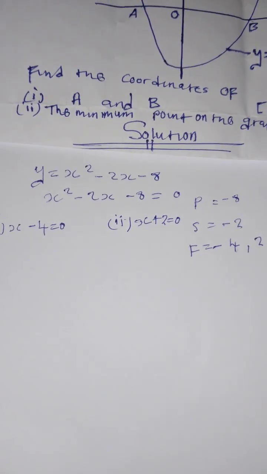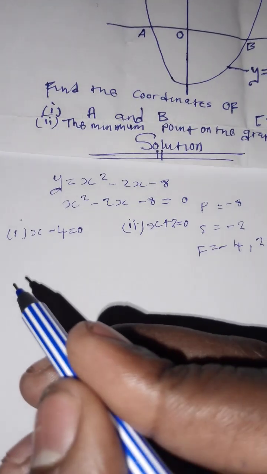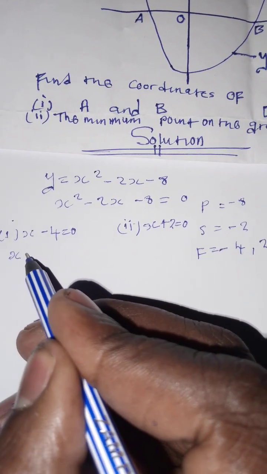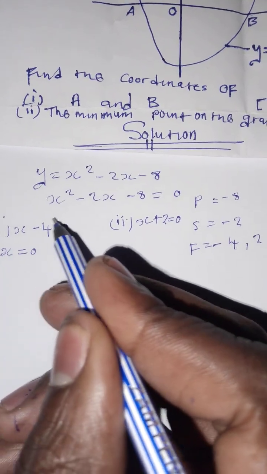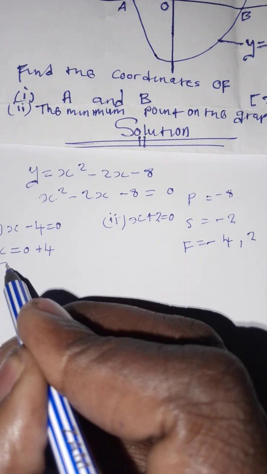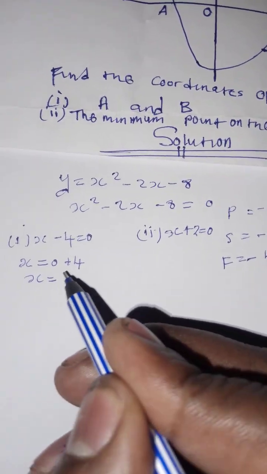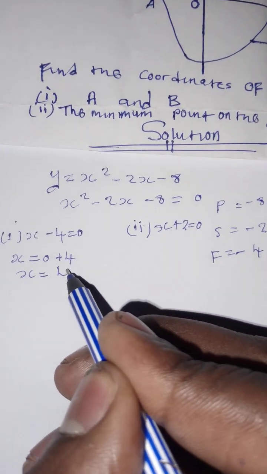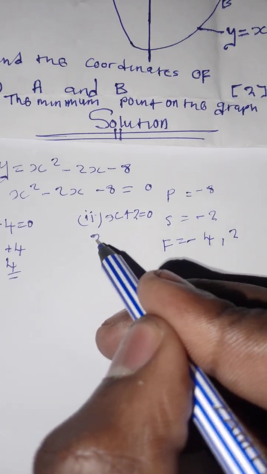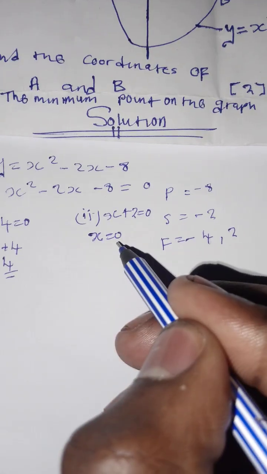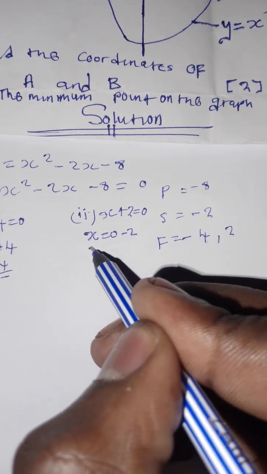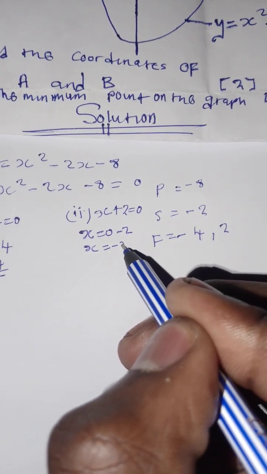And then we just find the value of x. How can you find the value of x in the first equation? x is equal to 0, then when the 4 crosses the equal sign, it becomes positive 4. So x equals 0 plus 4, which gives us 4. Then in the second equation, x equals 0, and when the 2 crosses the equal sign, it becomes negative 2. So x equals −2.